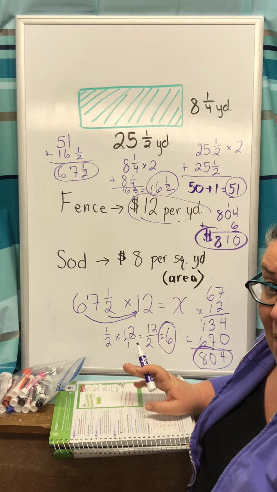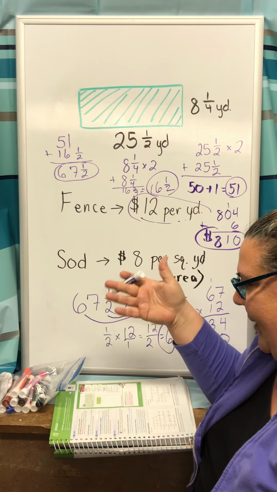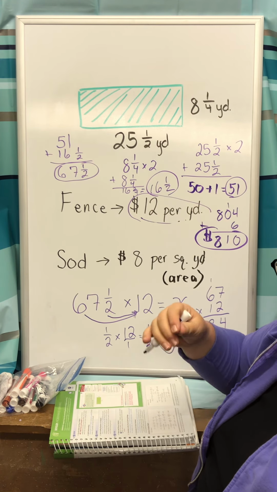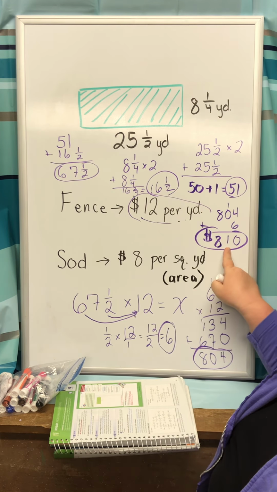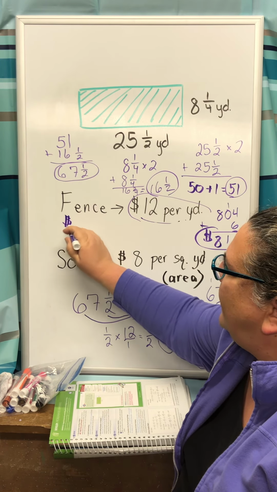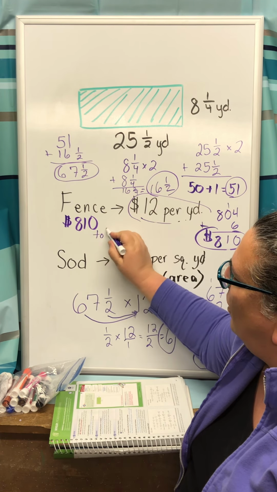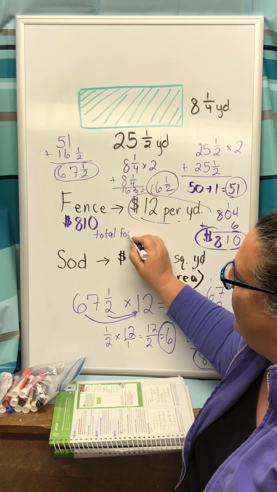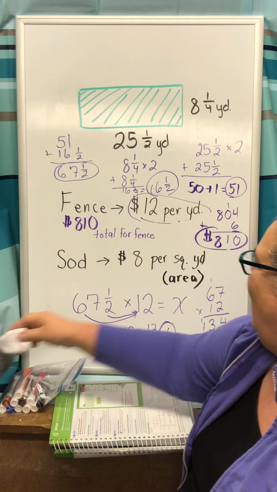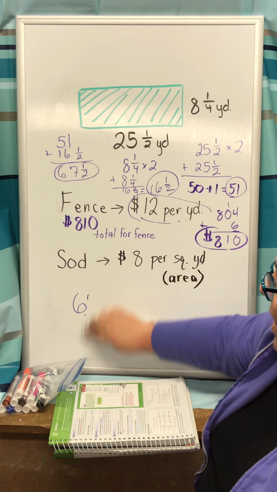We're still not done with this problem because they wanted to know the entire amount that this person or this company has to pay. So we took care of the fence portion. We still have to do the sod portion. So the 810, I need to make sure that I keep. So I'm just going to move it over here because we're going to have to use that again later on. So 810 is the total for the fence. And then I'm going to get rid of all of my work so that I have some room to do my sod part with.